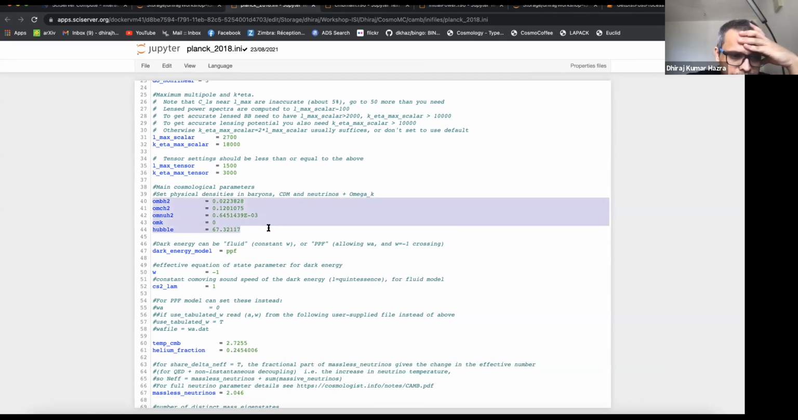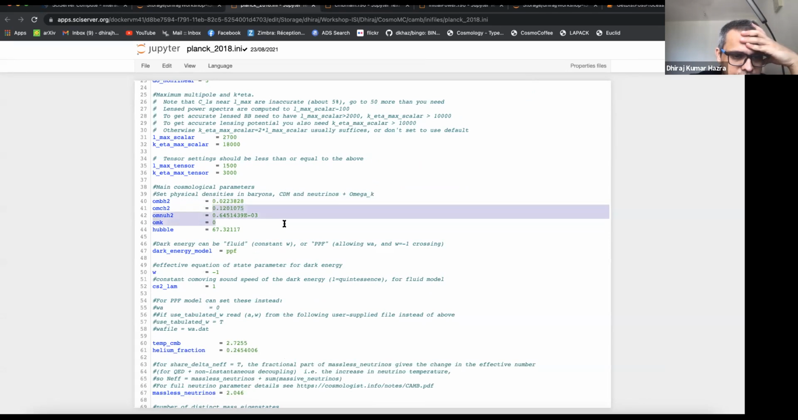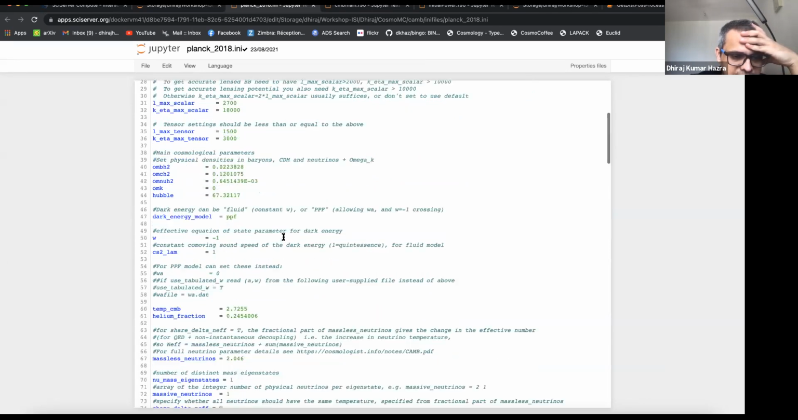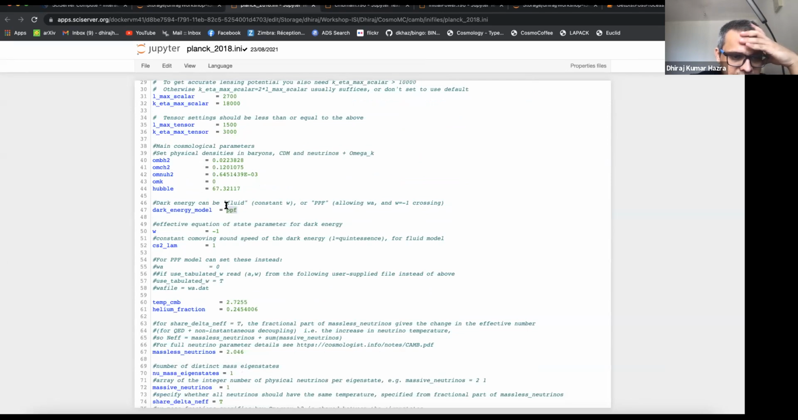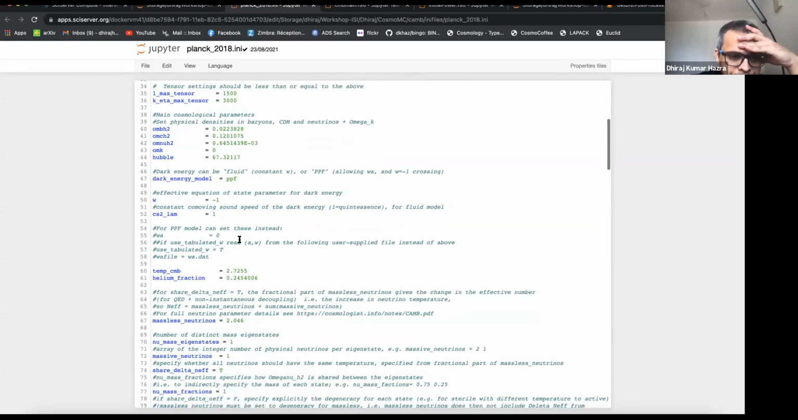Okay, now you have this omega baryon H square, you have omega cold dark matter H square, omega neutrino H square, omega K 67. Dark energy model is PPF, and it uses W0WA, with the CPL parameterization. It is set to be W equal to -1. That means we are assuming lambda.